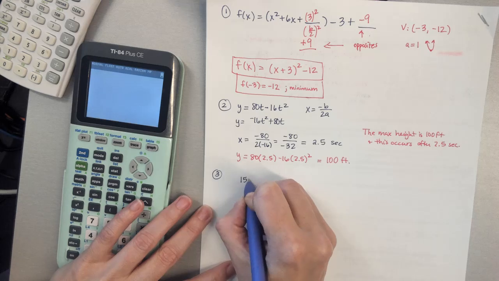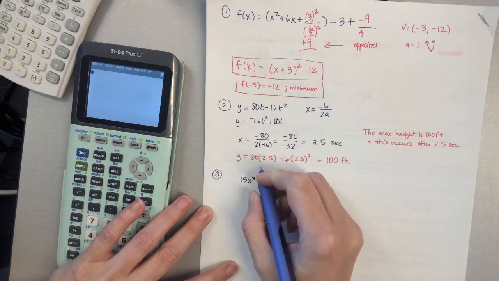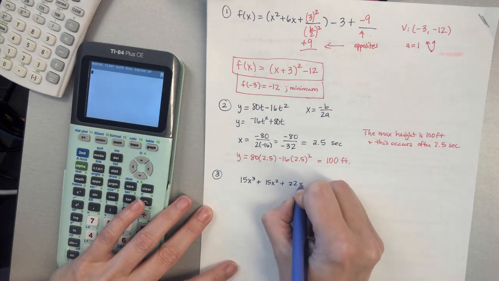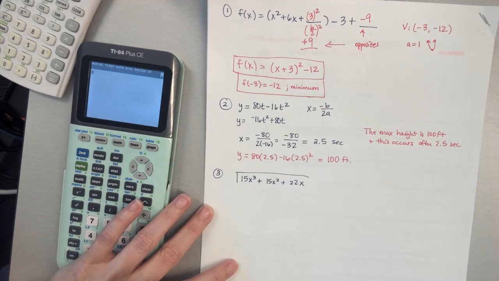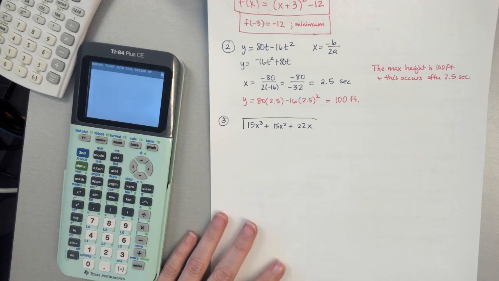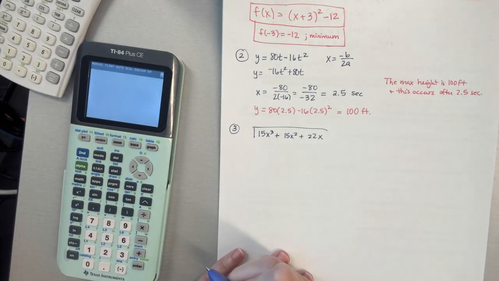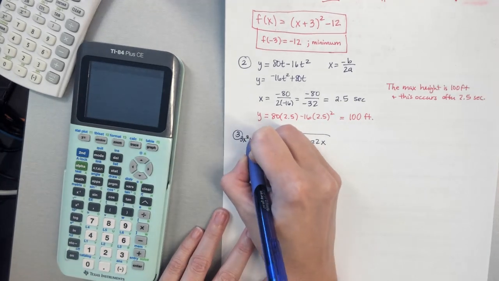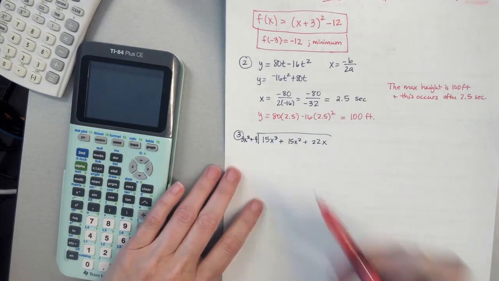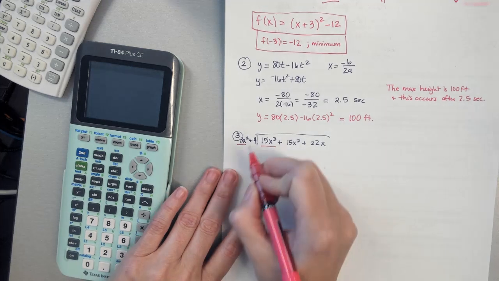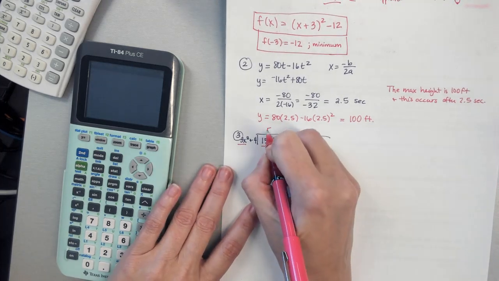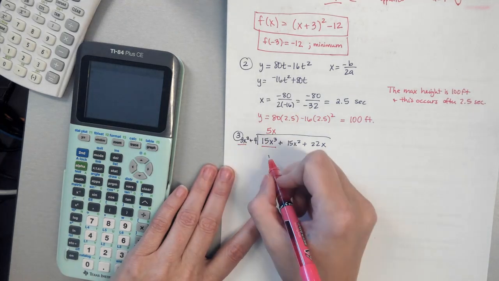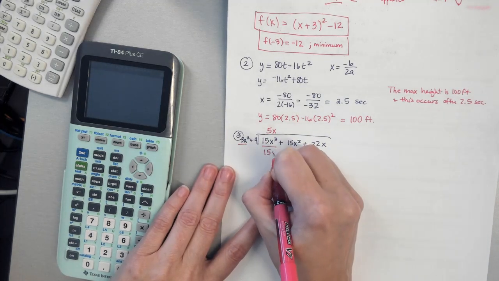All right, so we have 15x cubed plus 15x squared plus 22x. And then you can decide if you want to put in your placeholders either here or on the outside. But you're always going to start with the first and the first. 15 divided by 3 is 5. X cubed divided by x squared is x. 5x times 3x squared is 15x cubed.